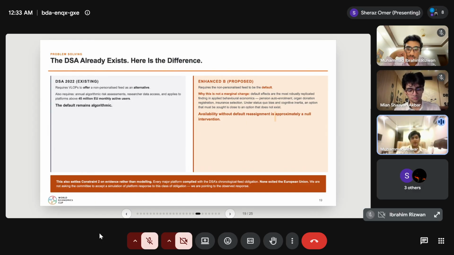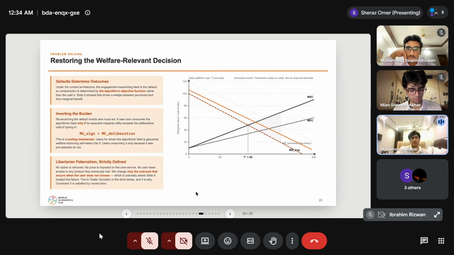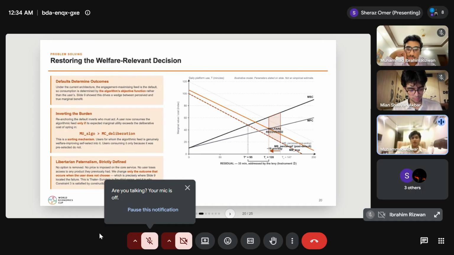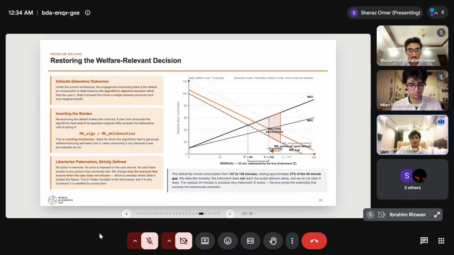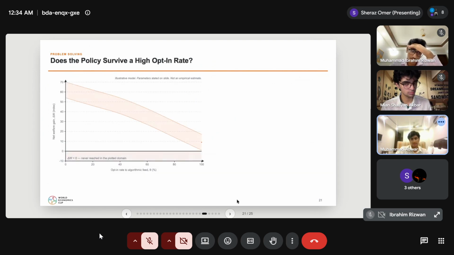To the last slide, the welfare recovery chart plots marginal cost and marginal benefit against daily platform use before and after the default change. Re-anchoring the default alone moves observed use from 147 minutes to 128 minutes a day, closing roughly 37% of the 52-minute gap between observed and efficient use without removing any option available to users. The final section will be presented by Syed Saad.